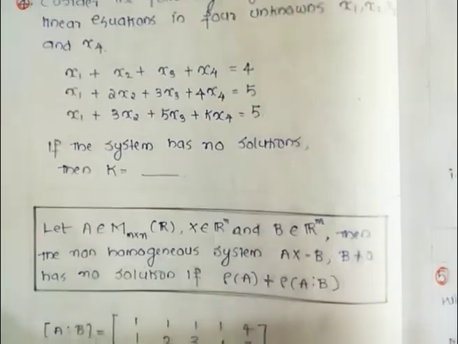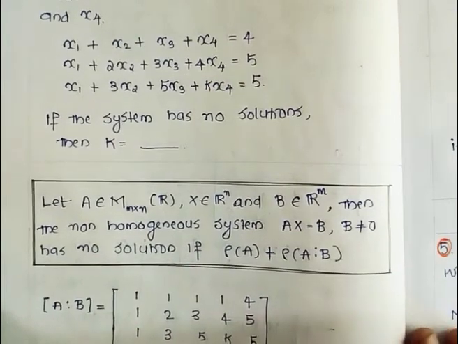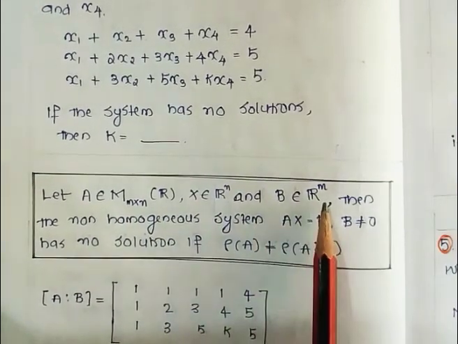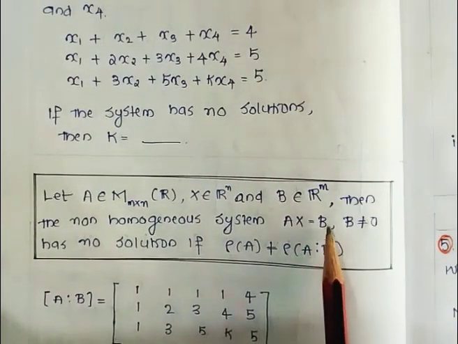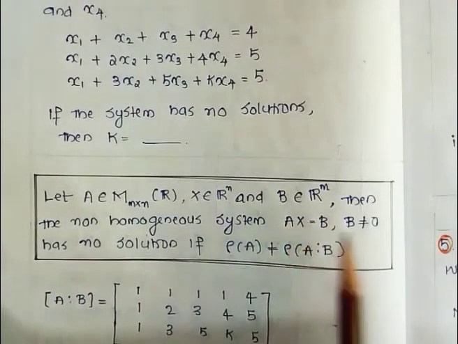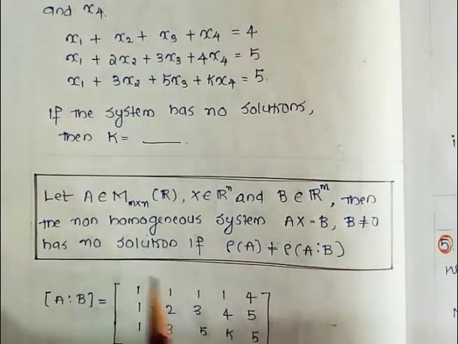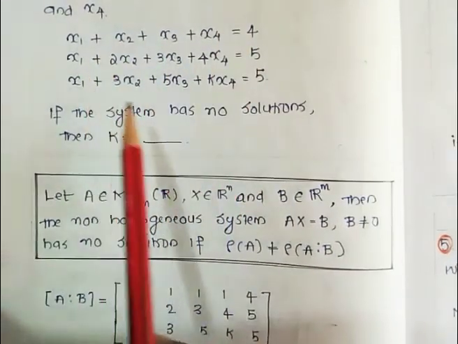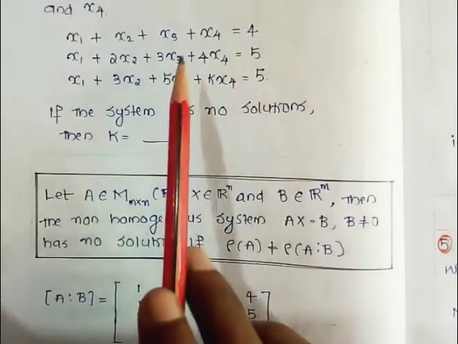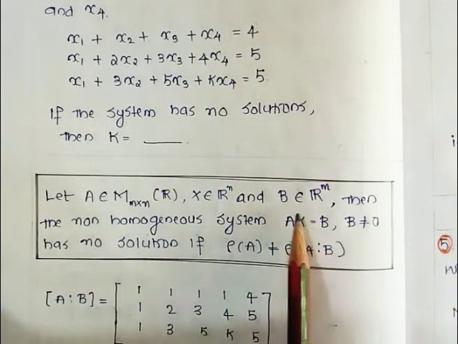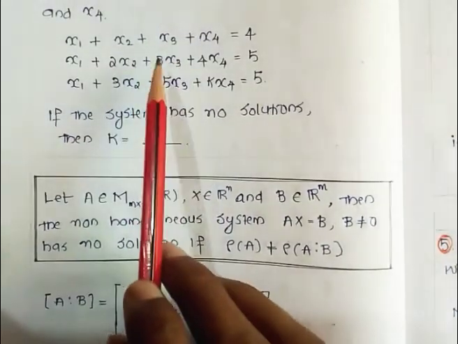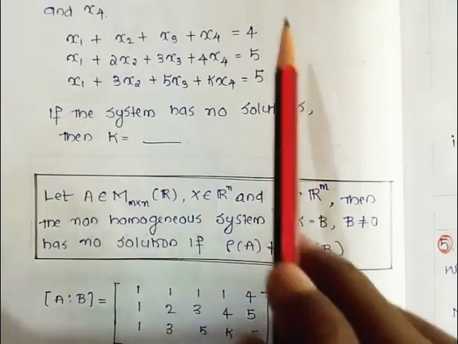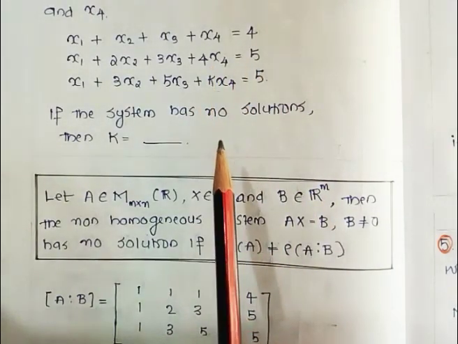So before going through the question, we state a result. Let A belong to M by N of R, and X belong to Rn and B belong to Rm. Then the non-homogeneous system Ax = B, that is the matrix representation of a system with B not equal to 0, has no solution if the rank of A is not equal to the rank of the augmented matrix A with B. Here we are given a system of linear equations, and we can replace it with a matrix equation, that is Ax = B. So here we take the coefficient matrix times x1, x2, x3, x4, which is equal to 4, 5, 5, that is B, the column matrix.